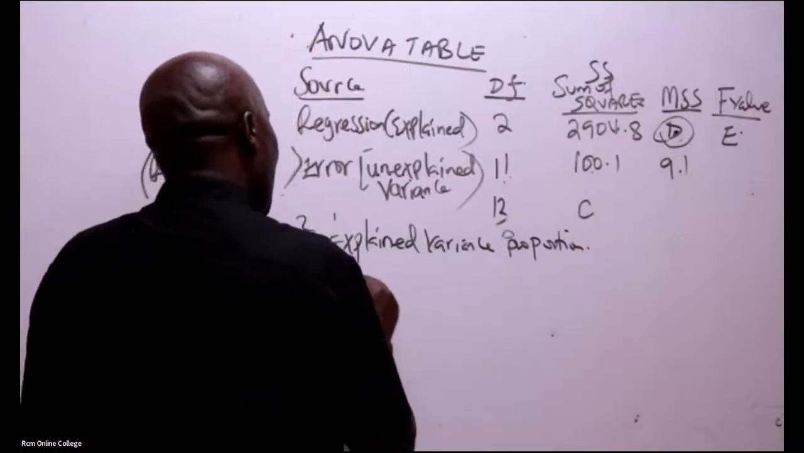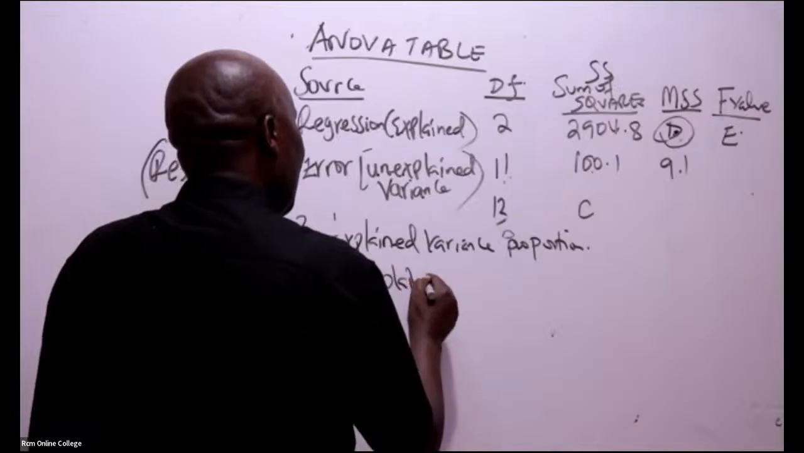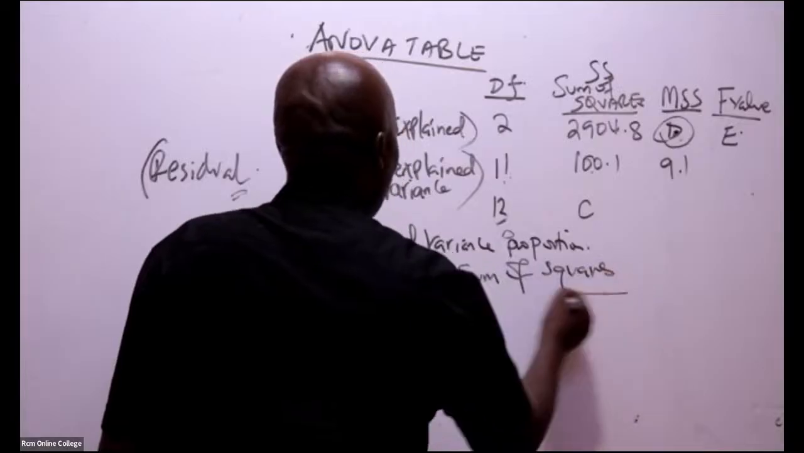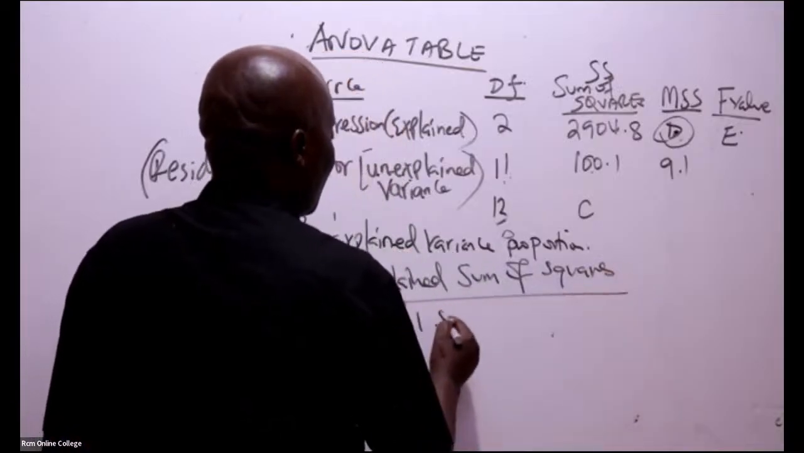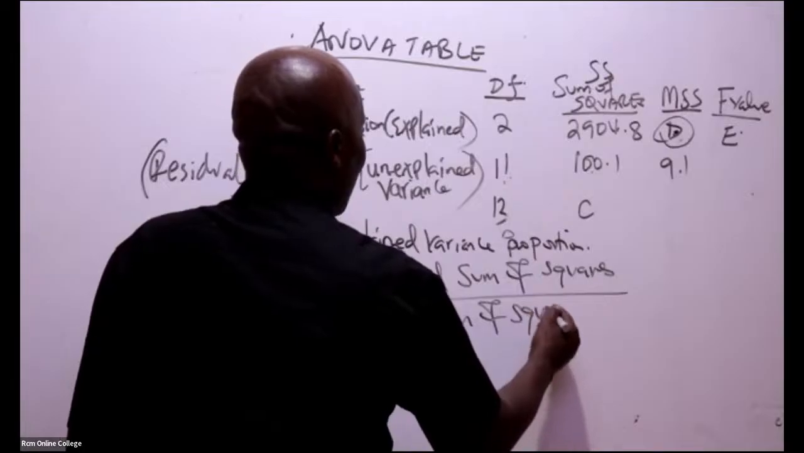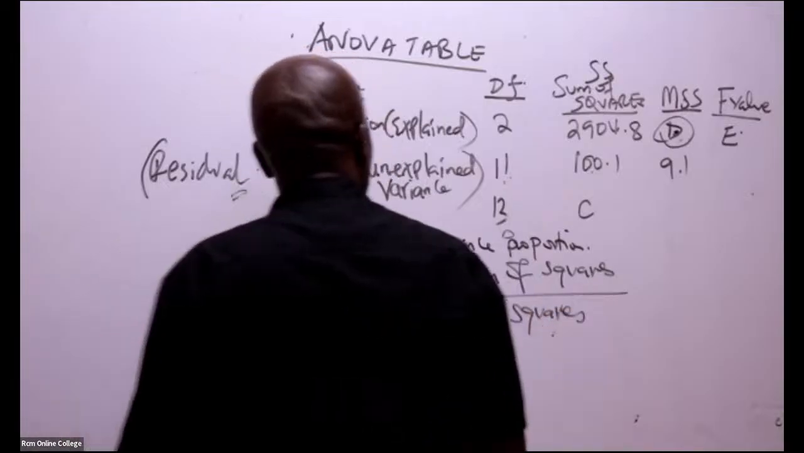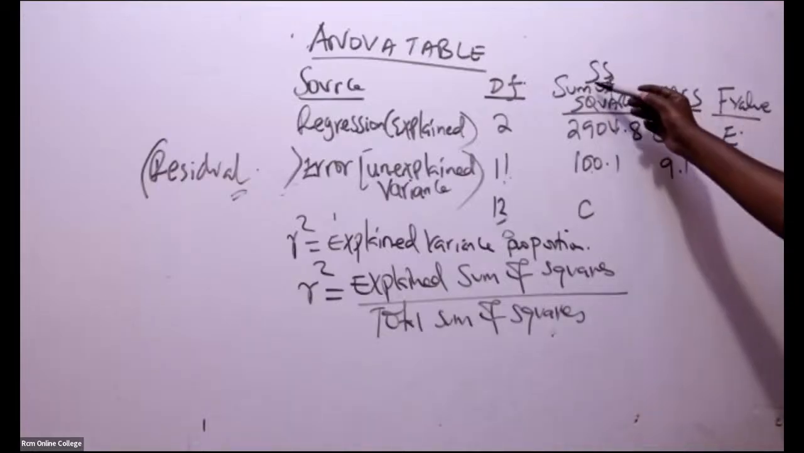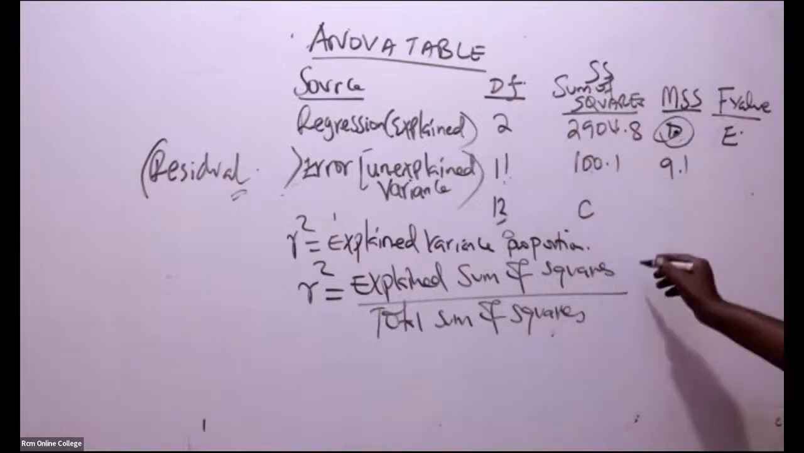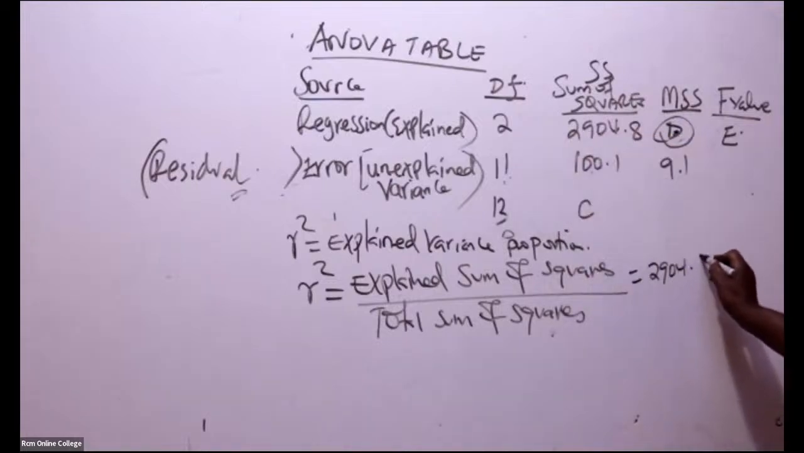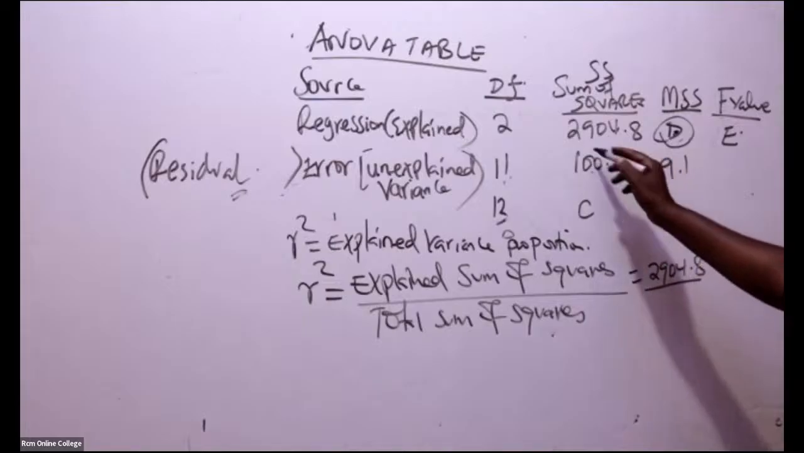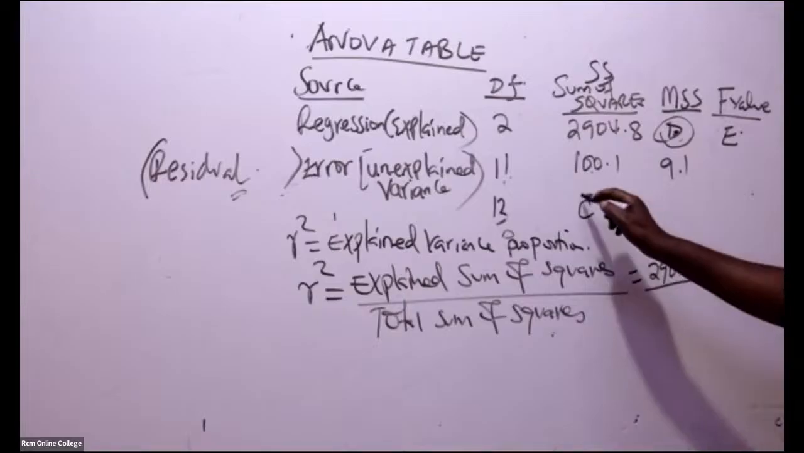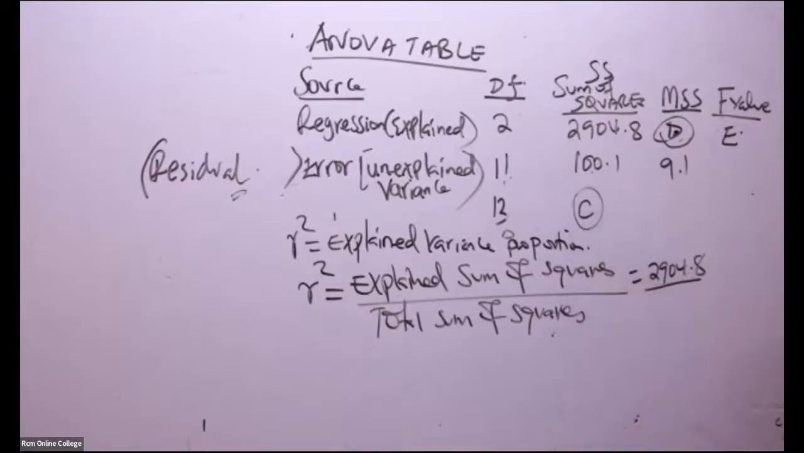And how do we get this? R squared is the explained sum of squares all over the total sum of squares. Fortunately, we have the sums of squares. Explained is this one, 2904.8, all over the total. You had added this and gave me a figure of 30-something. You got this total here, the total sum of squares.